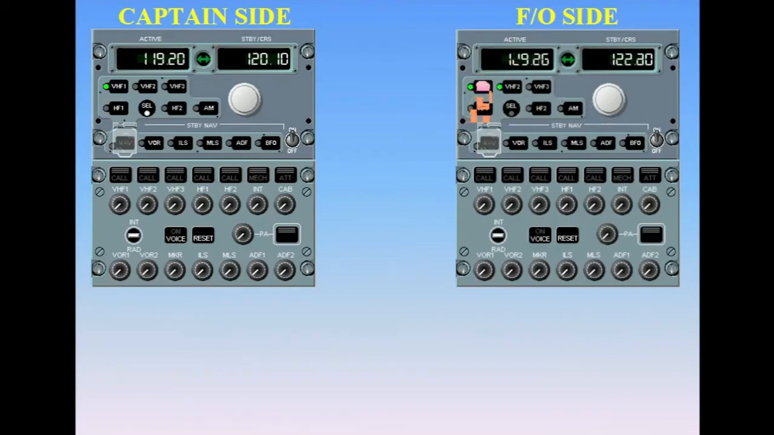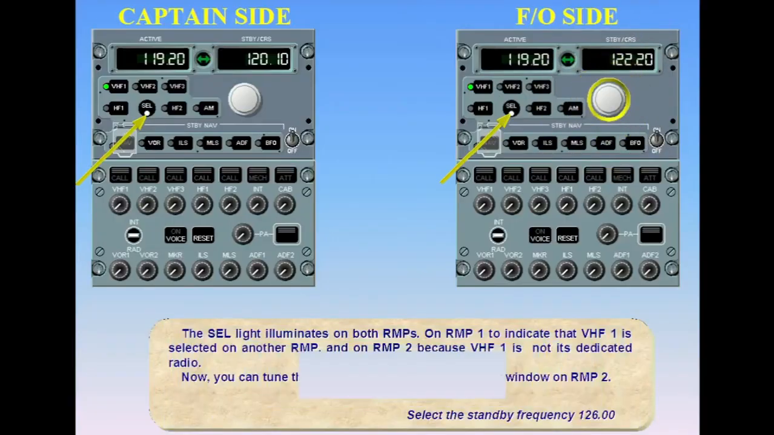The select light illuminates on both RMPs. On RMP1 to indicate that VHF-1 is selected on another RMP, and on RMP2 because VHF-1 is not its dedicated radio. Now you can tune the desired frequency in the standby window on RMP2. Select the standby frequency of 126.00.